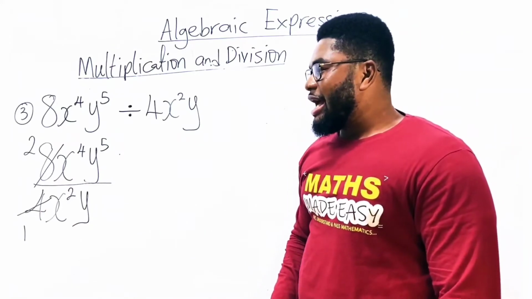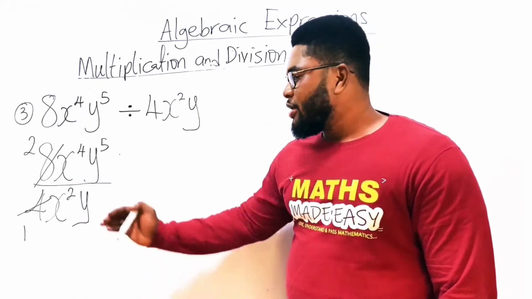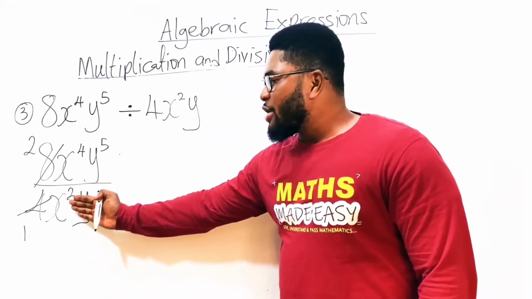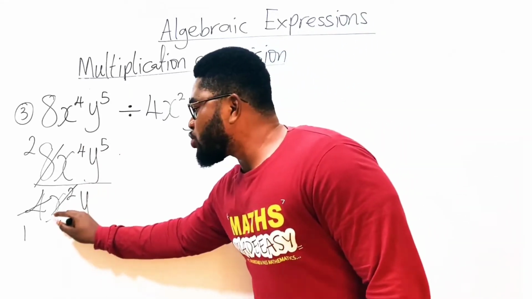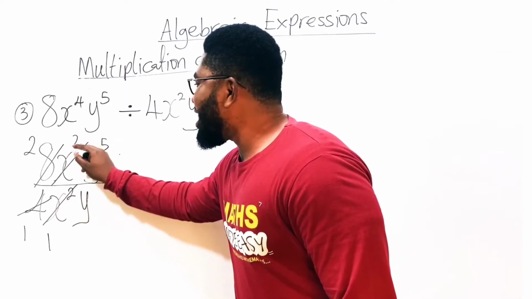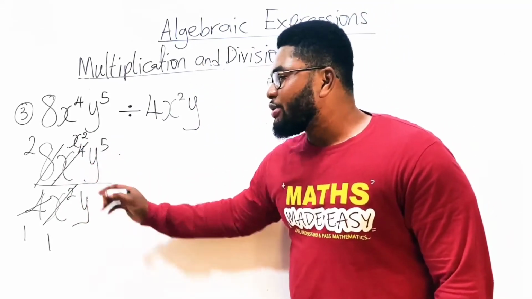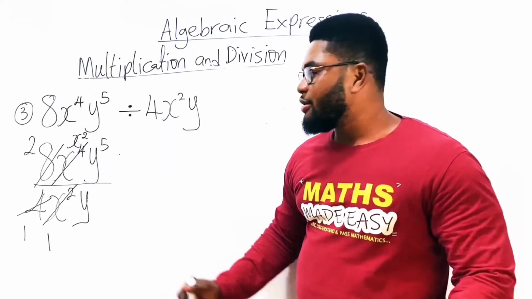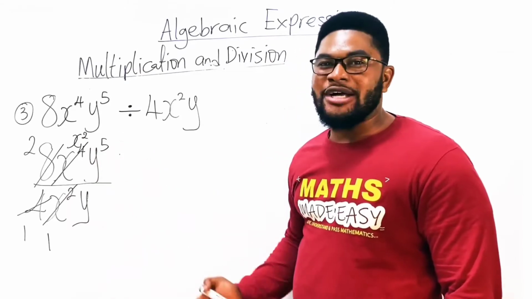Then we check the x. I have x power 4 against x power 2. Since x power 2 is the least, it will be able to cancel or divide x power 4. So x power 2 will divide itself 1 and divide x power 4 at x power 2. Why? Because the powers will subtract since they are divided. So power 4 minus power 2 will remain as x power 2.